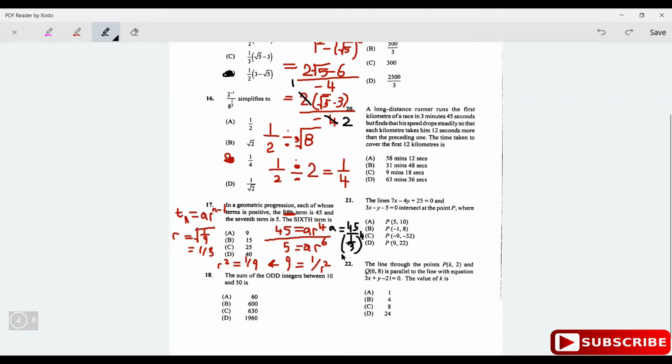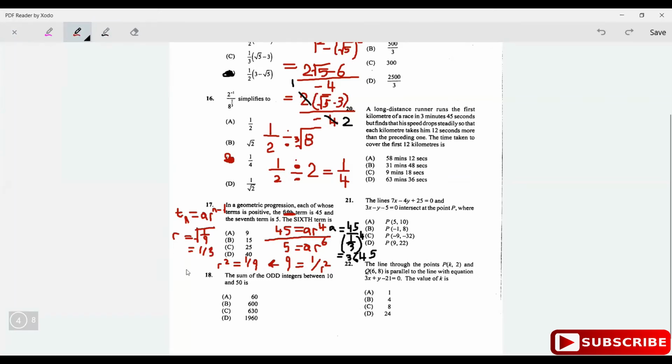So when you do that, that will give you the first term. You get 45 divided by 1/3 raised to the 4th power. 45 divided by that, I get 3,645. That's the first term, that's not the answer. So now after you get that, you're able to find the 6th term.